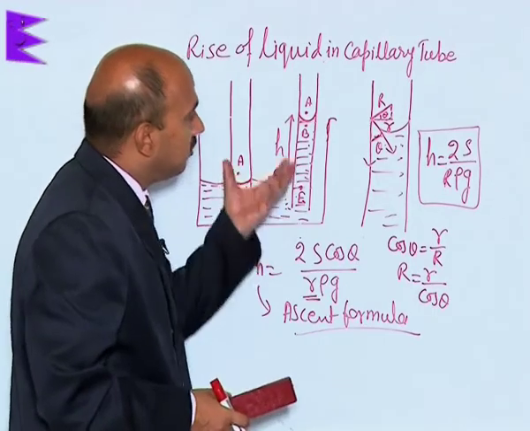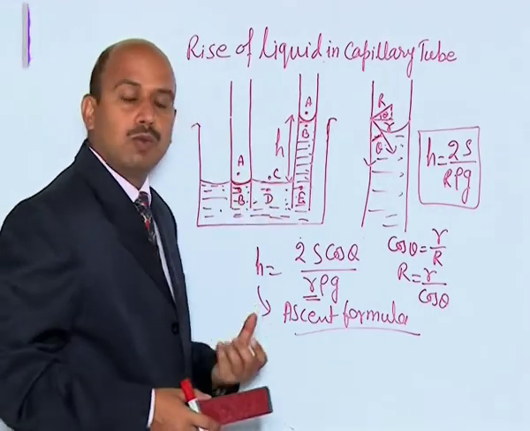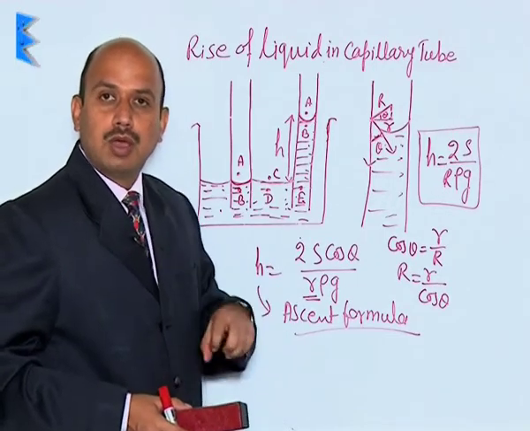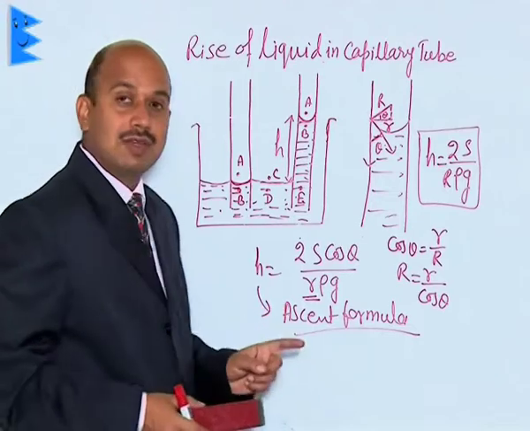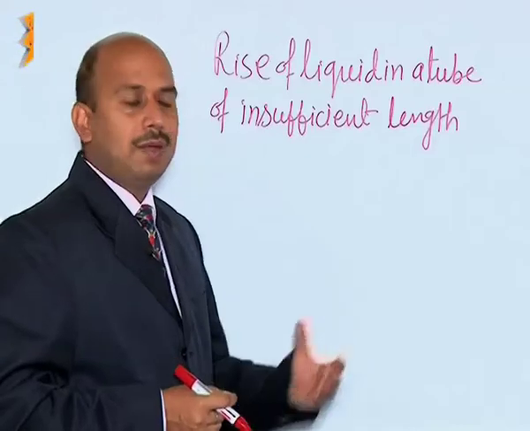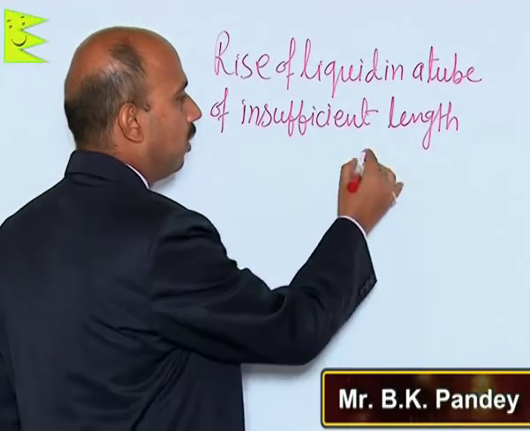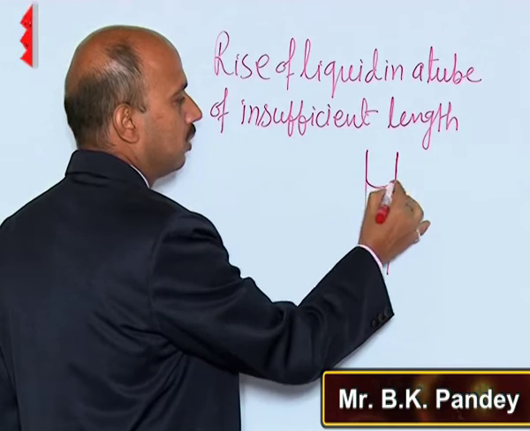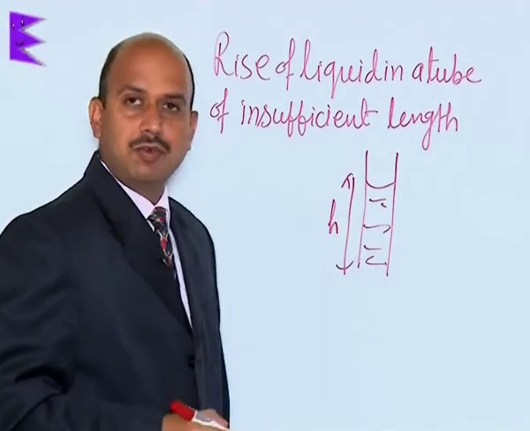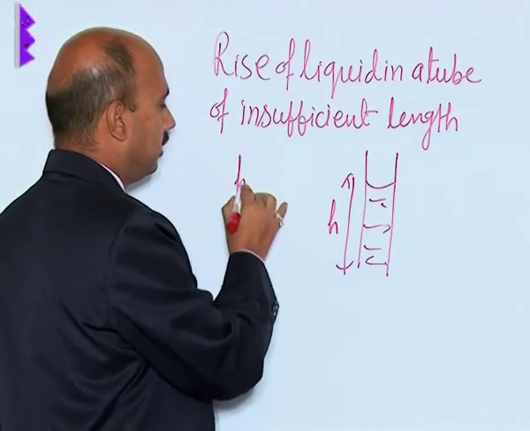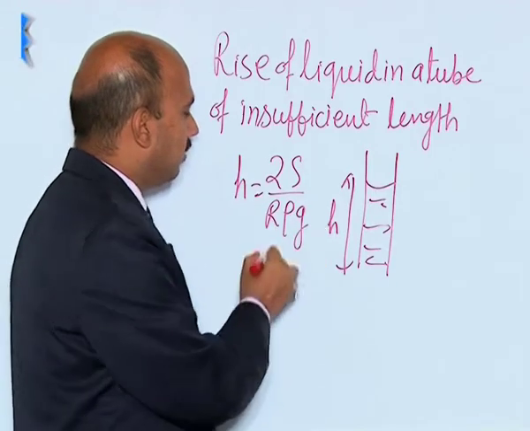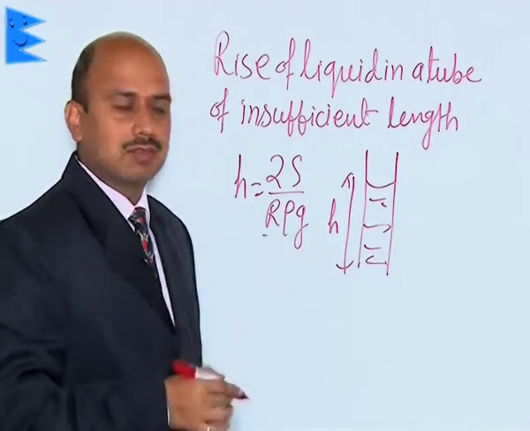If in place of water, you put the tube into mercury, the level of the liquid will fall down, and in that case this formula will be known as the descent formula, and we can use a negative sign for that. Now we have done the formula for the rise of the liquid in a capillary tube, that is this height h, called the ascent formula, and we have got h is equal to 2S upon R rho g, where capital R is the radius of the liquid meniscus.